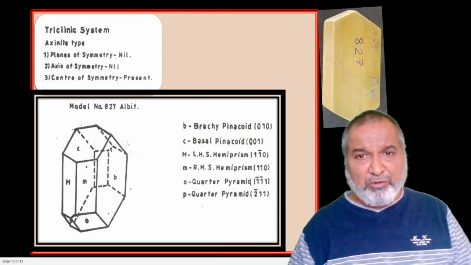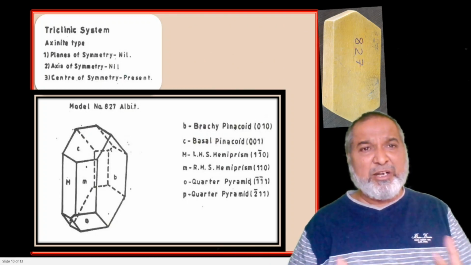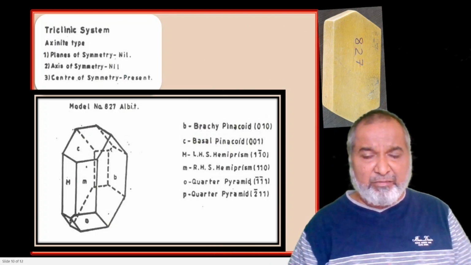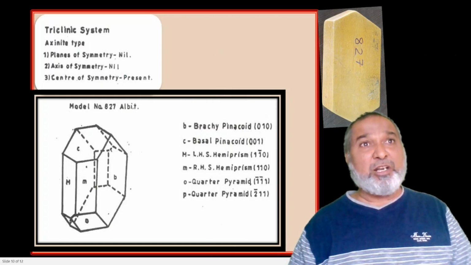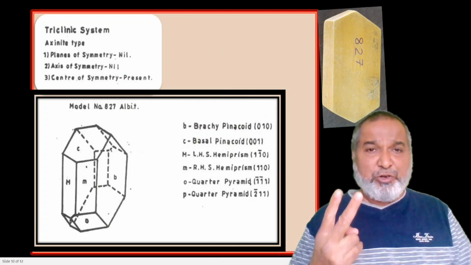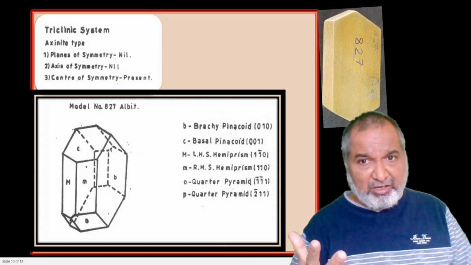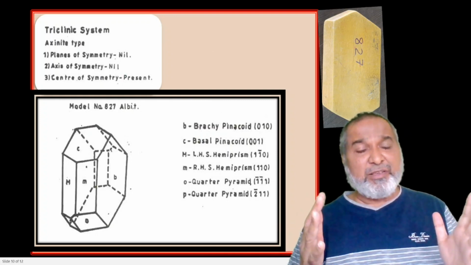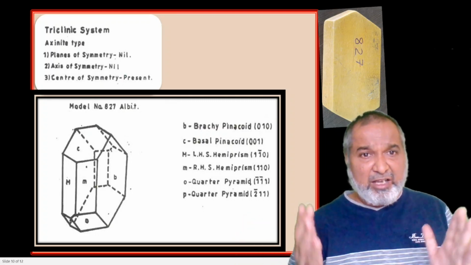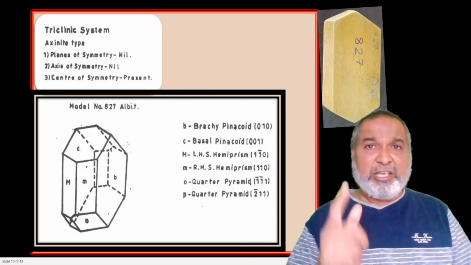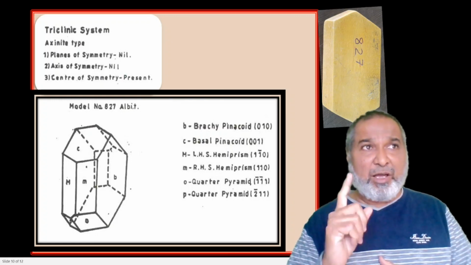So now we are going to see the pyramid also. The quarter pyramid I have not mentioned here. It consists of only two faces. As per the definition, the pyramid contains 8 faces. It consists of 8 similar inclined faces. Each face is going to cut all axes, 1, 1, 1.